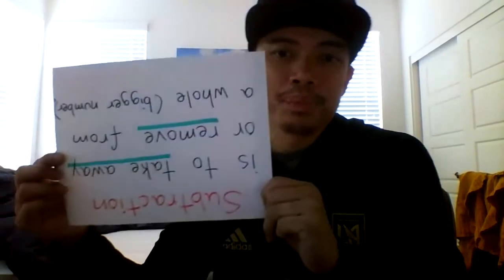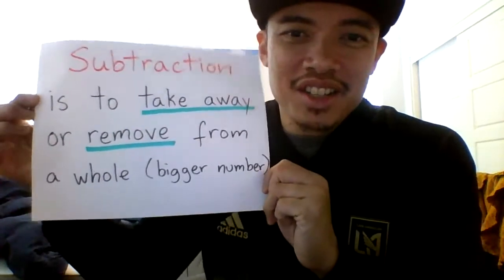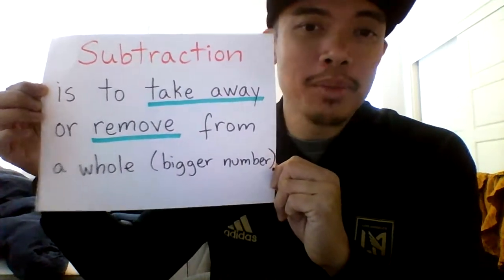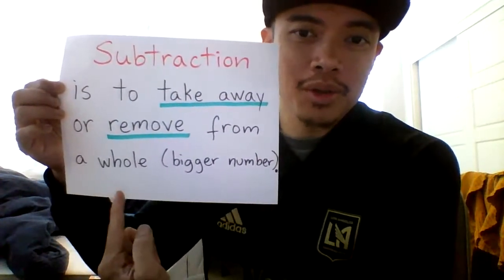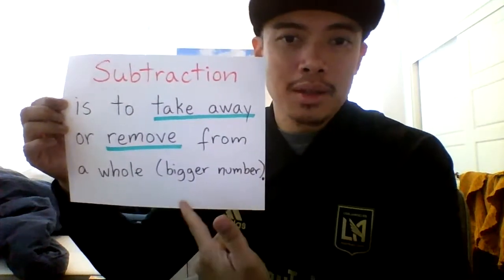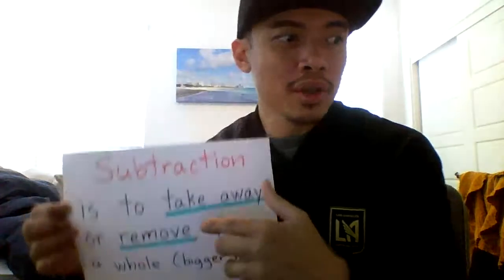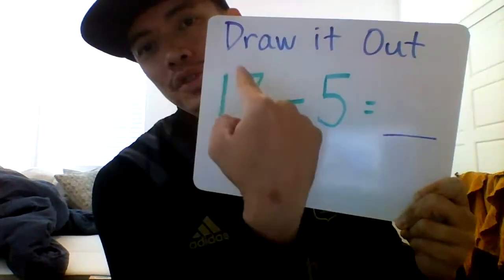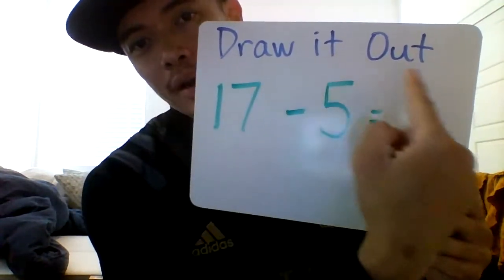Okay, let's first define what subtraction is. It's upside down, sorry. Subtraction is to take away or remove from a whole or a bigger number. A whole, spelled W-H-O-L-E. So that's always the bigger number. When you're subtracting two numbers, the bigger number always goes in the beginning, and that is the whole. So the first strategy is called draw it out.